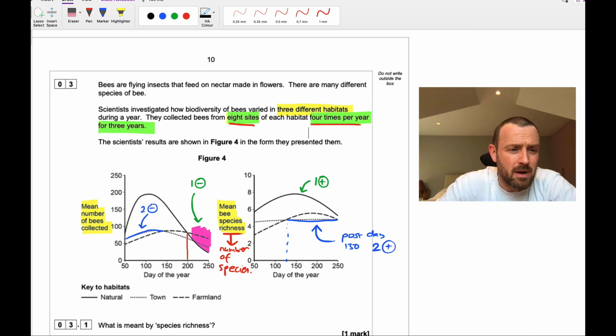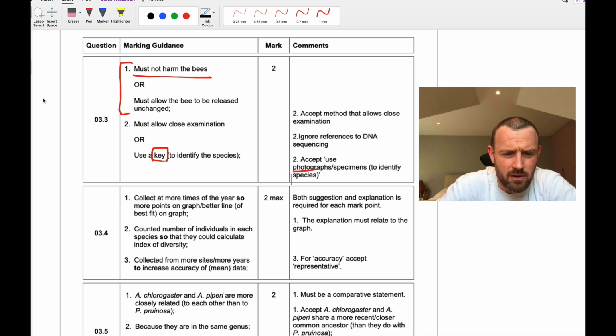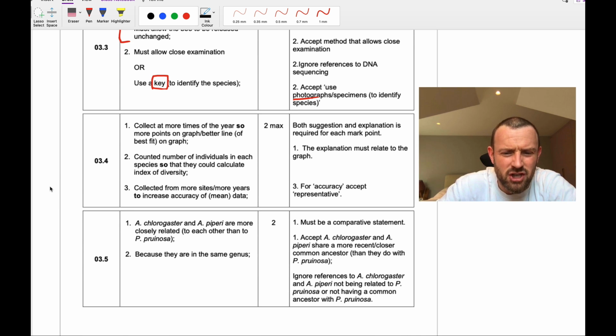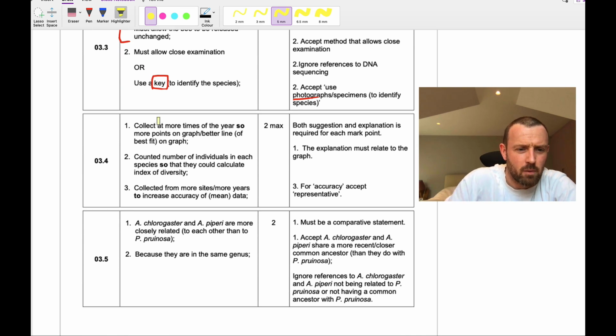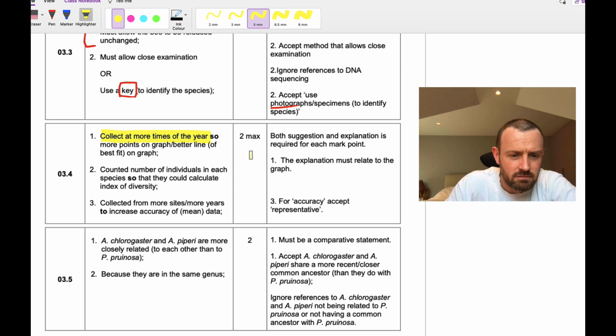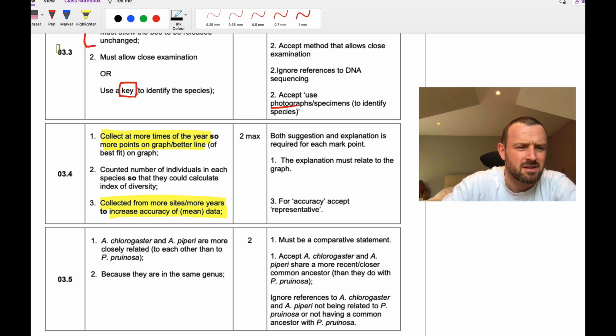But I'm going to look at the mark scheme to see exactly what they're looking for in the explanation, because I'm not entirely sure what they want. So collect at more times of the year. Yeah, collect from more sites or for more years. So these are the 2 things that I suggested. This one I didn't spot actually. Now, what was the explanation for this? To increase the accuracy of the mean by identifying anomalies. That's what I said. And more points on the graph. Interesting. Well, there are no points on the graph.